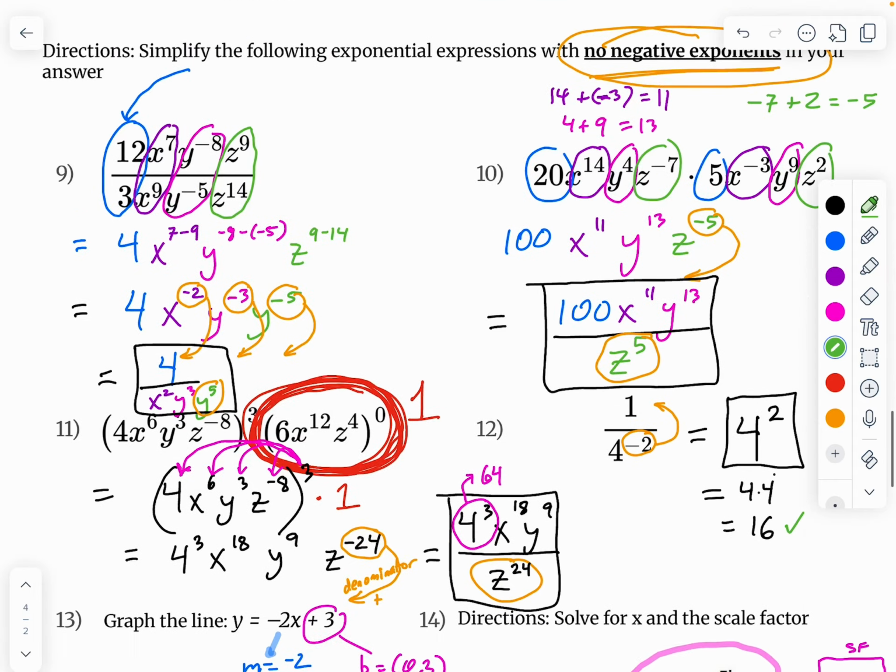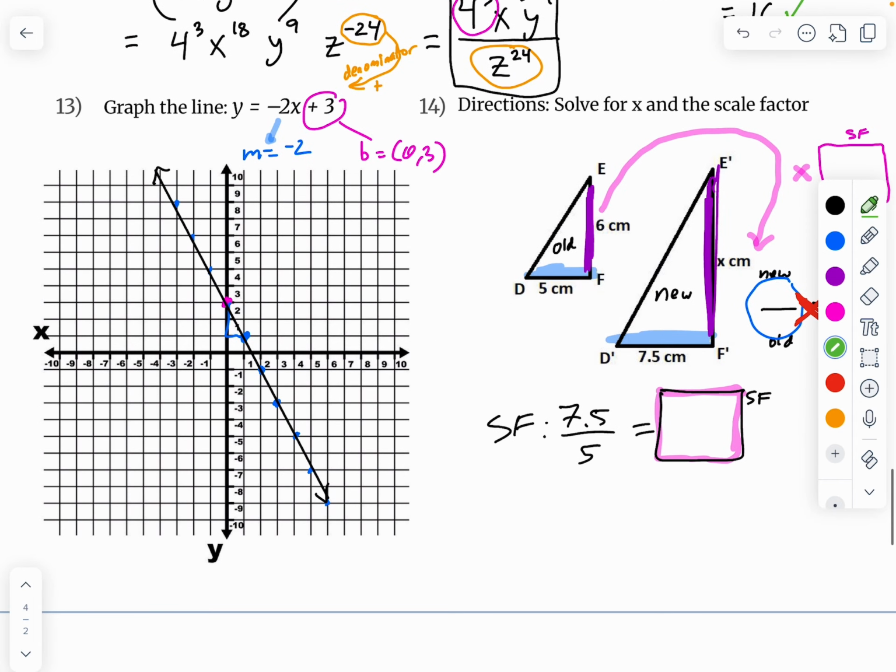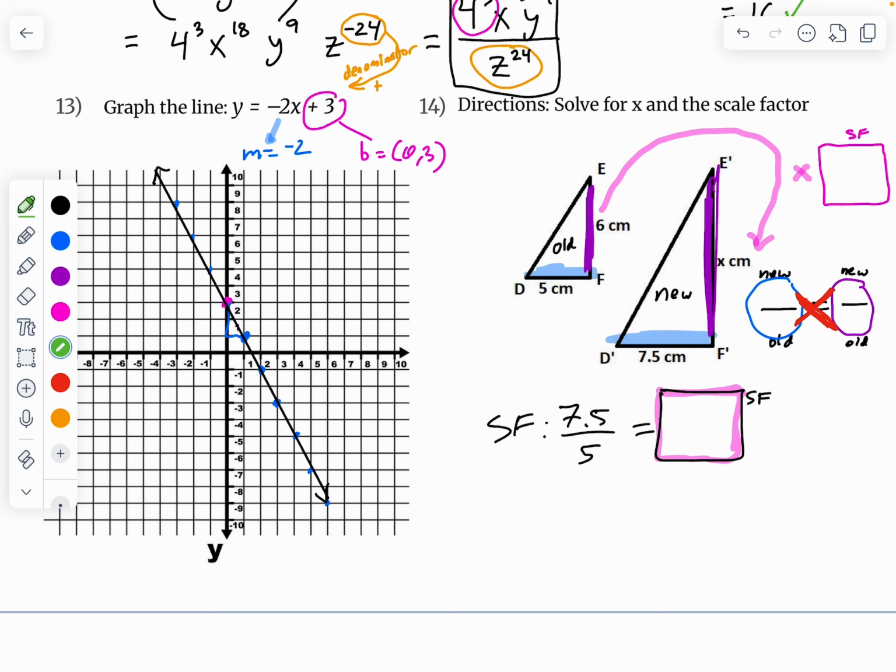Okay. If you made it to this part, you're prepared for the test. If you made it to number 13 and 14, this is stuff that's coming a little bit. If it's not on your test, it's on a future one. All right, number 13 and 14. Here we go. Let me adjust my seat, and let's do this last question.